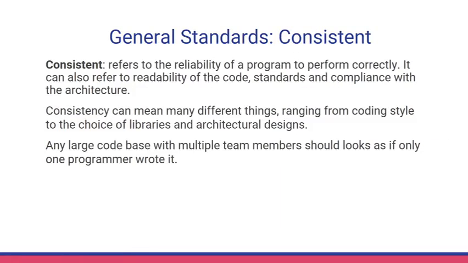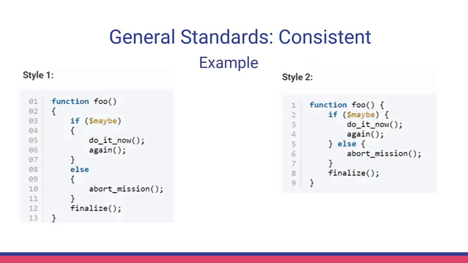Your program should also be consistent. Consistent refers to the reliability of a program to perform correctly. It also refers to the readability of your code, standards, and compliance with architecture. Consistency can mean many different things, ranging from coding style to choice of libraries and architecture designs. Any large code base with multiple team members should look as if only one programmer wrote it. For instance, you can either choose style 1 or style 2. You shouldn't mix these two, since your program won't be consistent and it will be harder for another programmer to read your code.